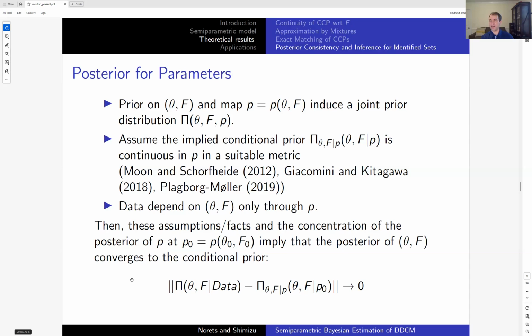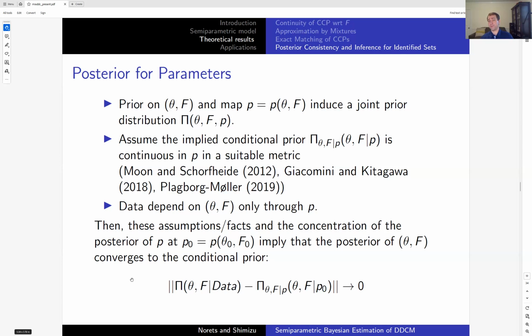So let me give you a little bit more explanation on that. So we have a prior on theta and f, right? This mixture model for f, and theta is a parameter of utility, so it's a finite dimensional vector. So we just have some kind of normal or mixture of normals type of priors to be flexible. And that induces a prior distribution on the so-called reduced form parameter, the choice probabilities. And the likelihood function depends on theta and f only through p. So we can, in a way, think about p as a parameter, if we want to do inference on p.